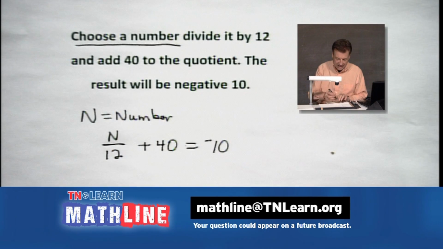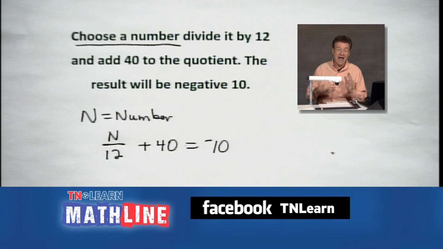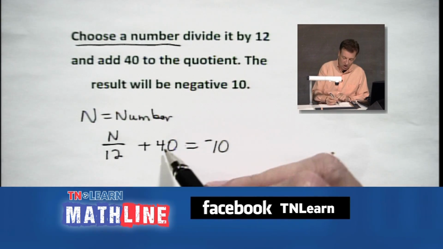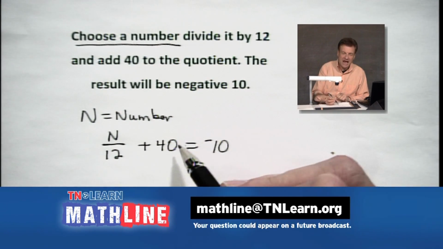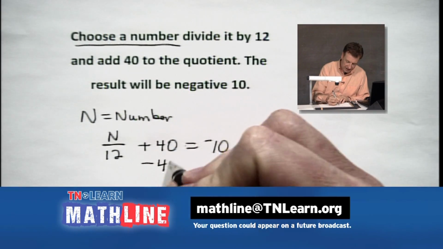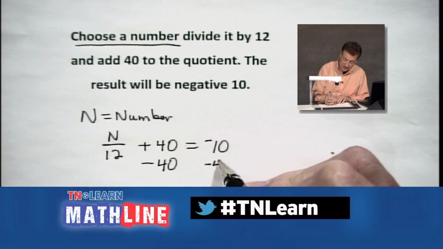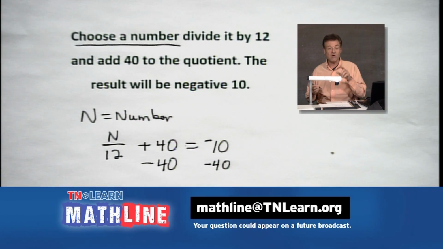Now, I want to get n by itself. There's a 12, there's a 40. First of all, I need to remove the 40. Remember, we're going to unwind this problem. We're going to work it backwards. Since I added 40, to work backwards I'm going to do the opposite. So we're going to subtract 40, and if we do it to the left, the subtraction property of equality says do it also to the right. Whatever you do to the left, you have to do the same thing to the right.